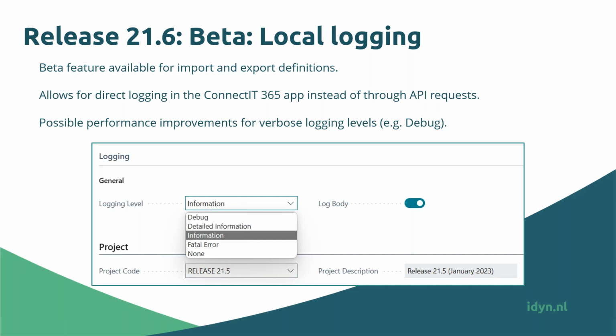Currently, without this beta feature enabled, all logging is done through API requests to the ConnectIT API, and this is done to make sure that we don't log any tables unnecessarily during the process, because it would be a shame if we were to log the logging, the detailed logging records during the process, because if we set up the logging level for debug or detailed information, we get a lot of log lines back during processing.